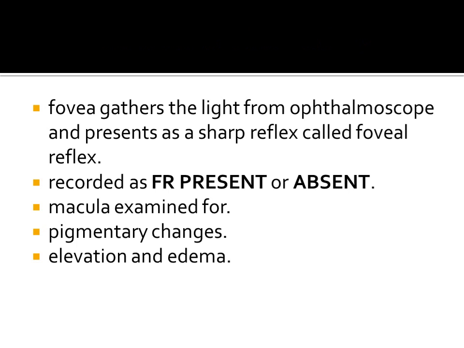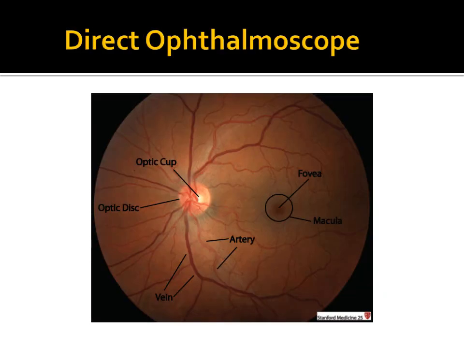Now, regarding the fovea, the fovea gathers the light from the ophthalmoscope and presents as a very sharp reflex that is called the foveal reflex. So we have to record whether the foveal reflex is present or absent. The macula is examined for any elevation or edema, and any pigmentary changes.